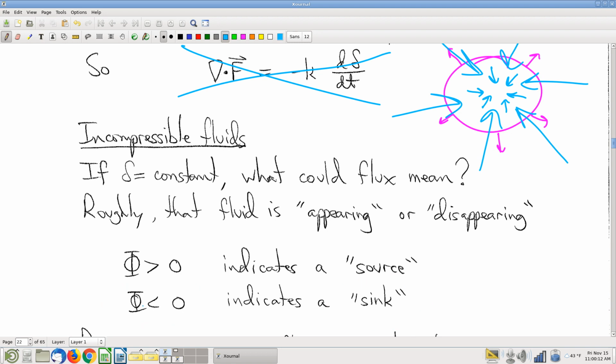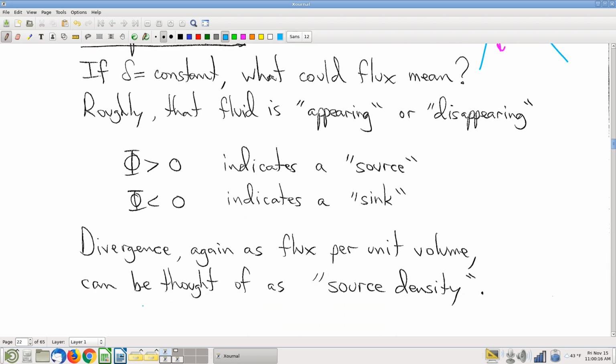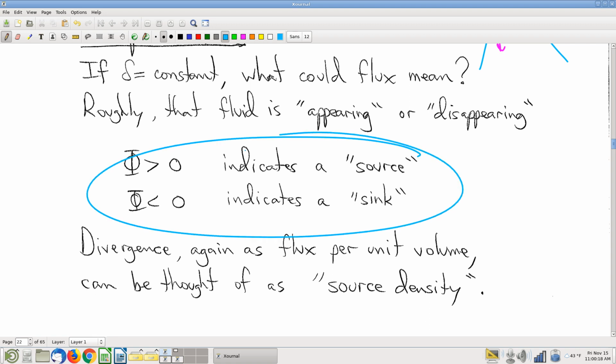Okay, so along those lines, you think about that from a physical point of view, and so what is divergence? Again, this is all global stuff. This is what you notice on the boundary, flux as a whole over the entire boundary. Positive means there's a fluid source, negative means there's a fluid sink. So what does divergence mean? Divergence is telling you the local version of that. And so I like to think of it as source density.